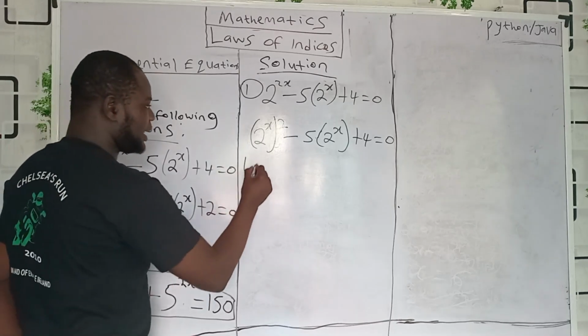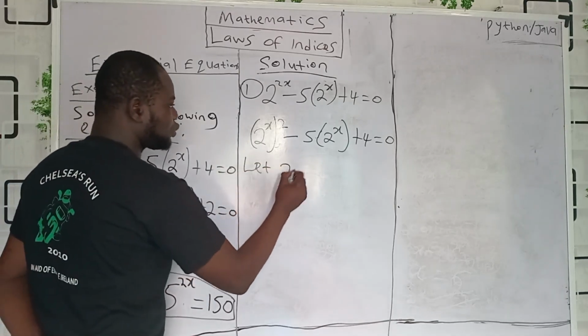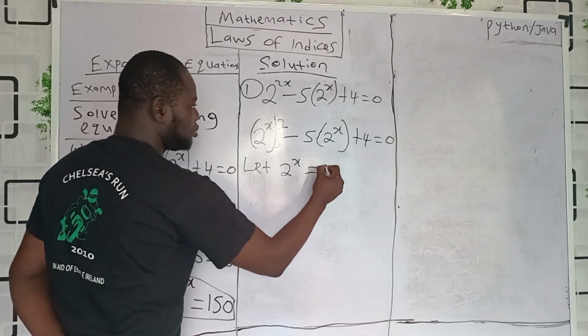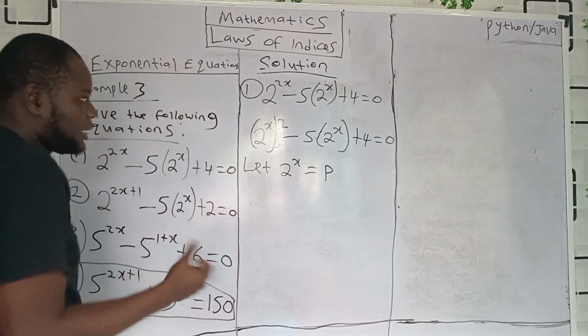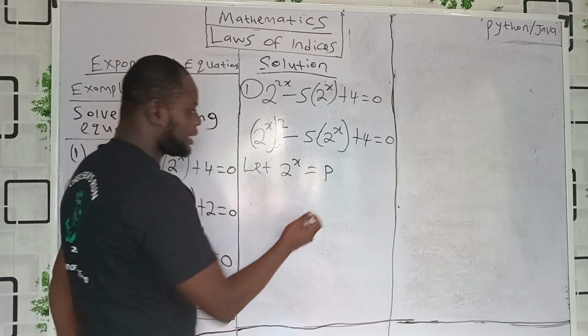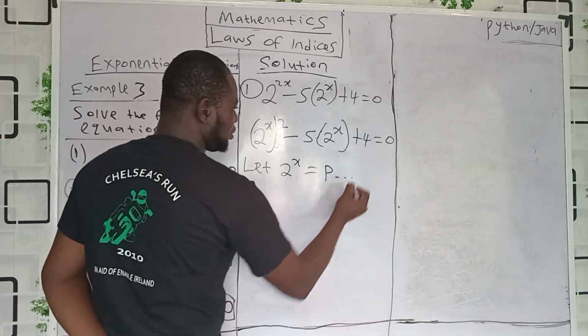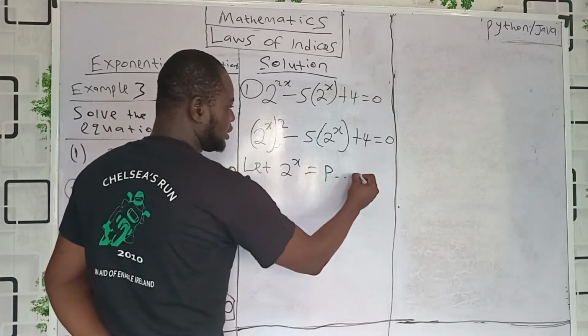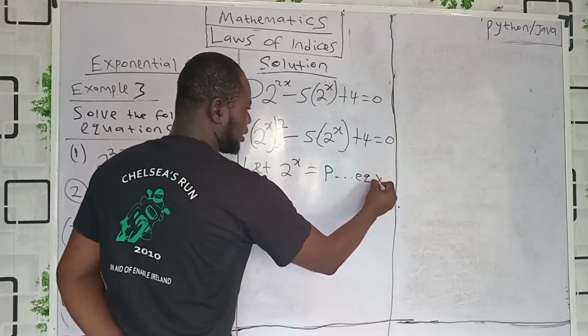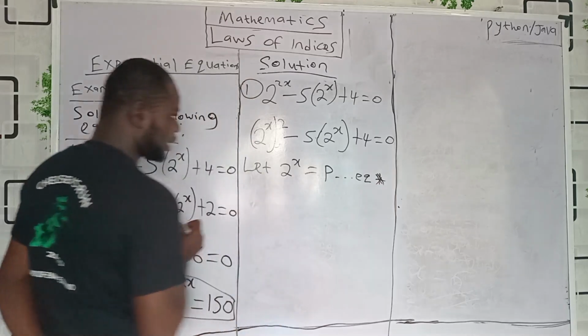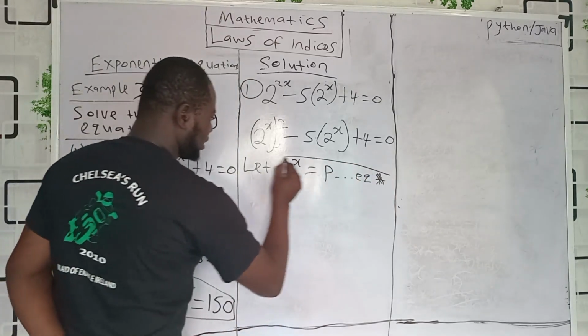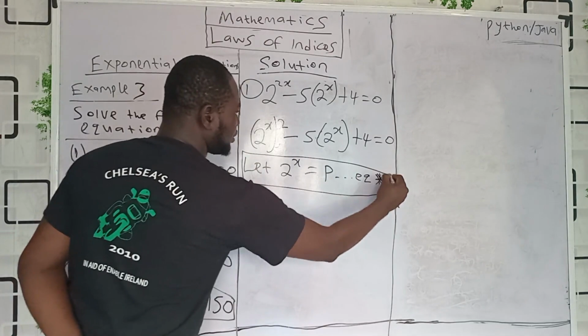I can make an assumption. I can say, okay, let 2 raised to power x be equal to p. You can use anything you like. I can even use y. You can use any letter that you like. So let me call it equation star. You can call it anything. So this is an assumption. Let's call it equation star.